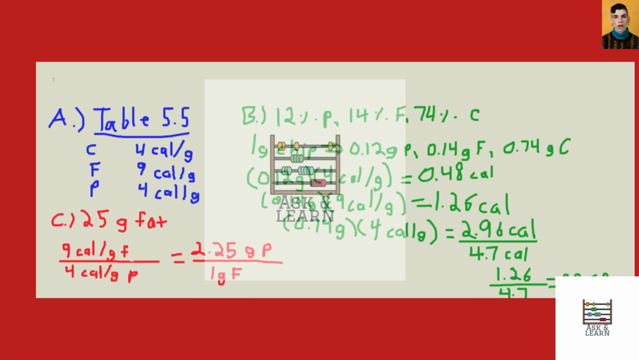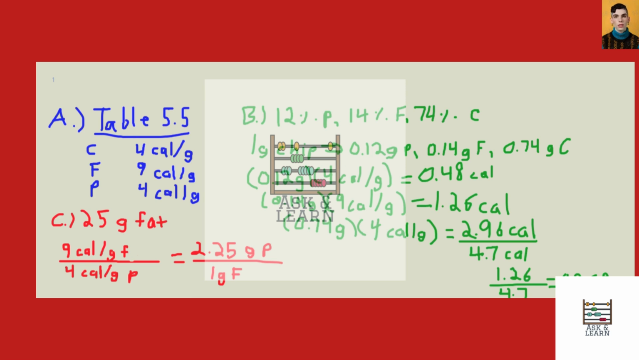Now we're going to go to part C. So we're going to see how many grams of protein provide the same fuel as 25 grams of fat. So to do this, we have to figure out how many grams of protein we need to produce the same amount of energy that we would need for 1 gram of fat. So here we divide our 9 calories per gram of our fat by our 4 calories per gram of our protein, and we get this ratio. So we need 2.25 grams of our protein per 1 gram of our fat.